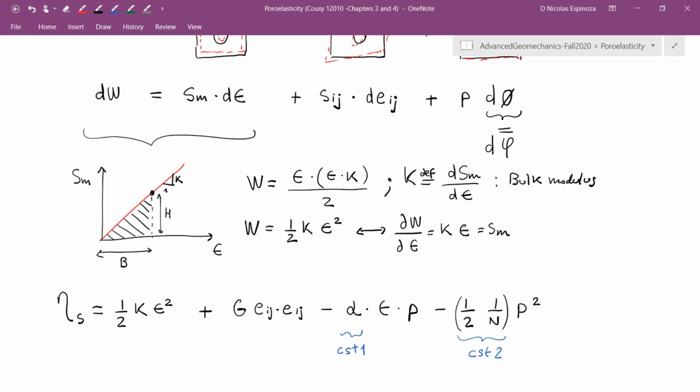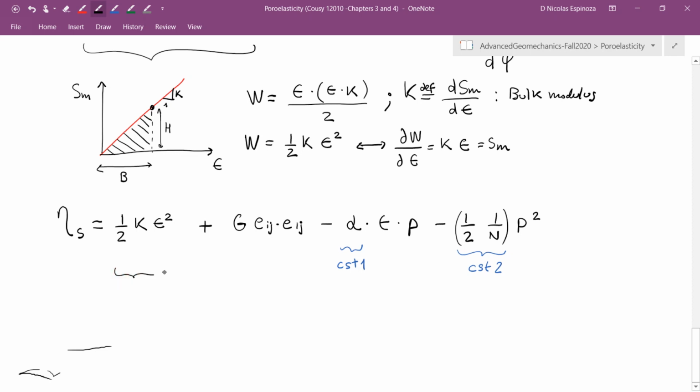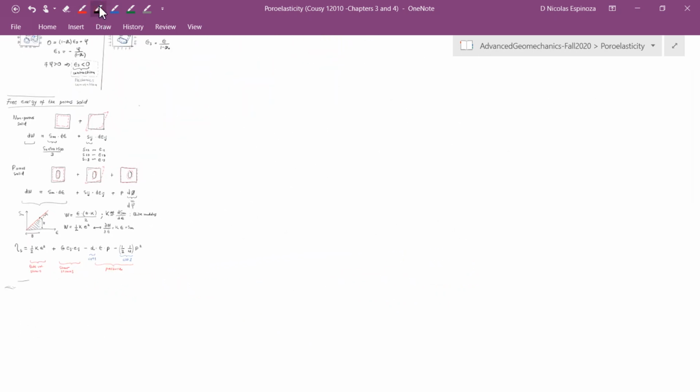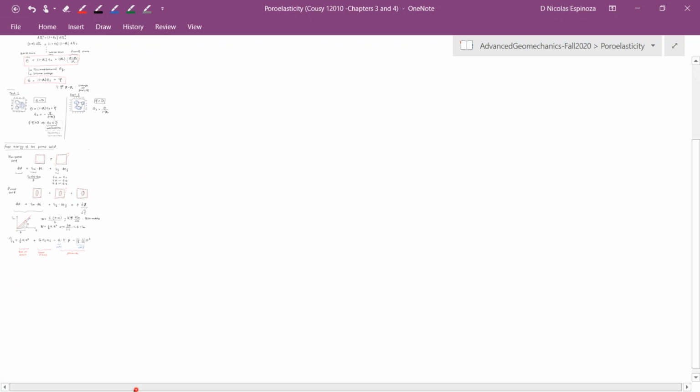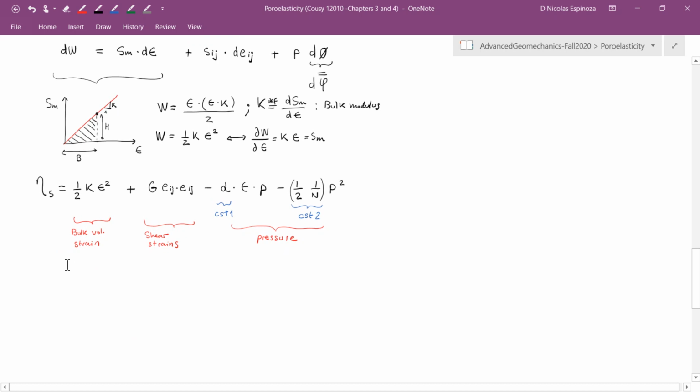Okay, let me summarize all these terms with their physical meaning. So we said that this is going to be, let me do it in colors, the term of the bulk volumetric strain. This is going to be the term of the shear strains, and these are going to be the two terms that depend on pressure. All right, and this was our proof by analogy. If you want to see a rigorous proof of that, I recommend that you check the book, trying to remember the exact name, Physics of Porous Solids by Olivier Coussy.